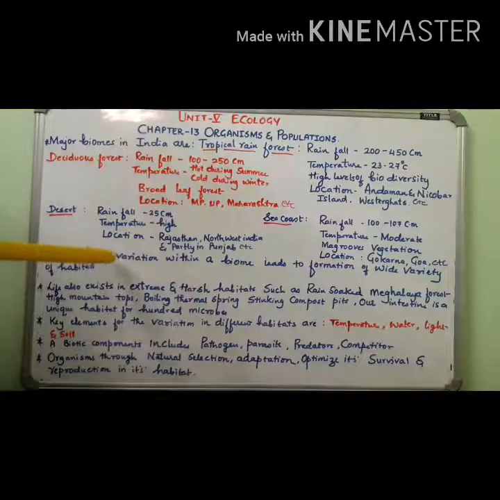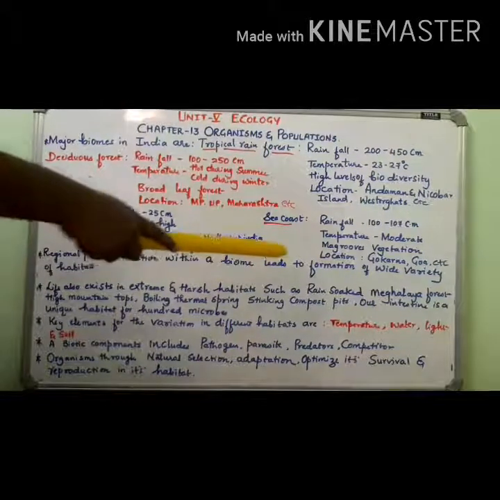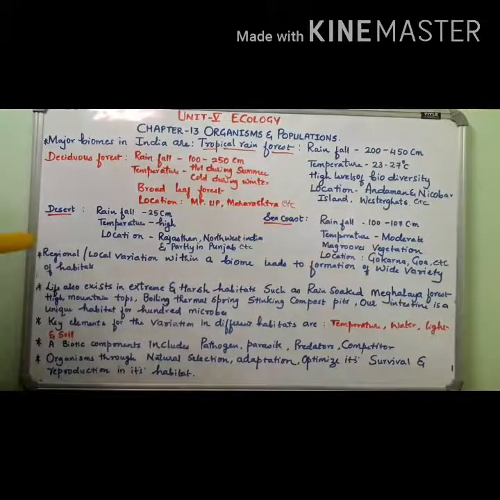Next, regional and local variation within a biome leads to the formation of a wide variety of habitats. We'll see aquatic habitats and terrestrial habitats. If water is available in a particular area or ecosystem, there is a formation of aquatic habitat. Hydrophytes, which can grow in water, will grow in aquatic habitats. Some plants which are adapted to terrestrial habitat will grow in terrestrial habitat conditions.